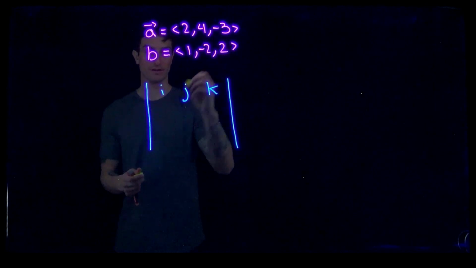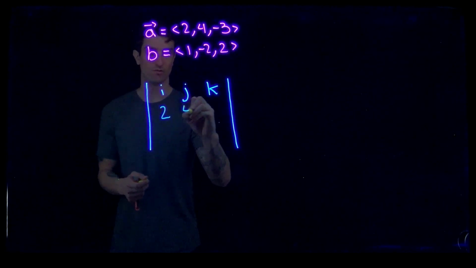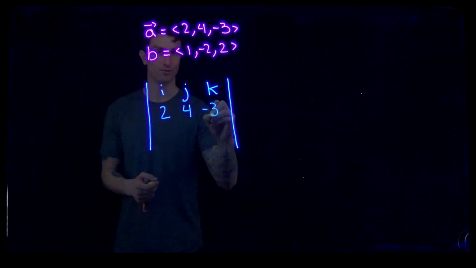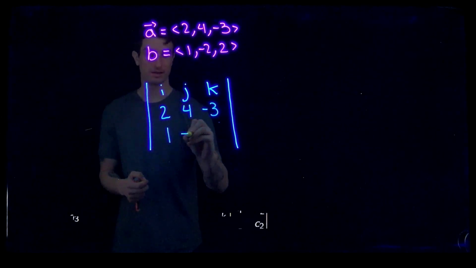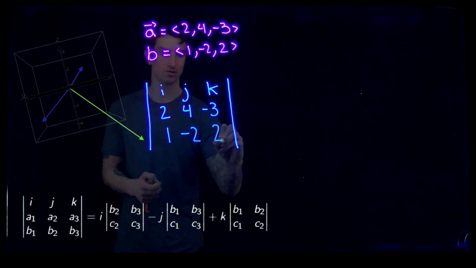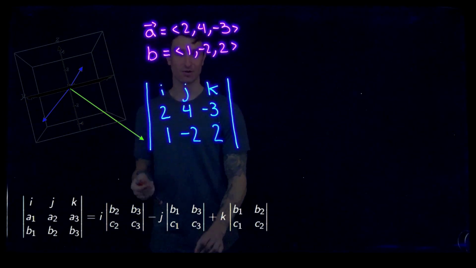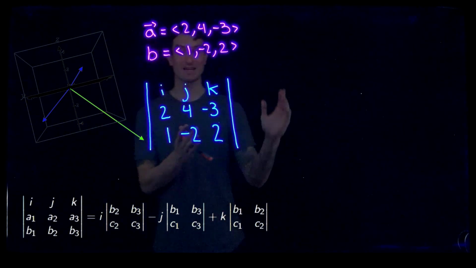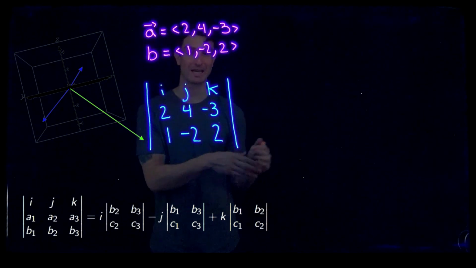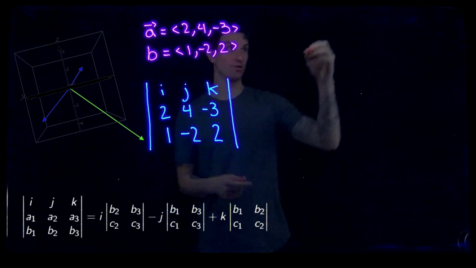And let's go ahead and fill it in, right? We have A: 2, 4, negative 3, and B: 1, negative 2, and 2. Awesome. Okay, so first things first, let's go ahead and do our 3 by 3. Now I'm going to break it up into pieces. So I'm going to do I, J, K all separately, right? So let's start with I.